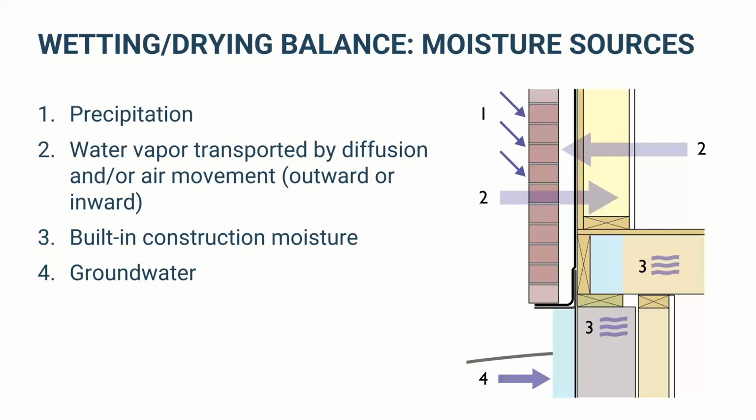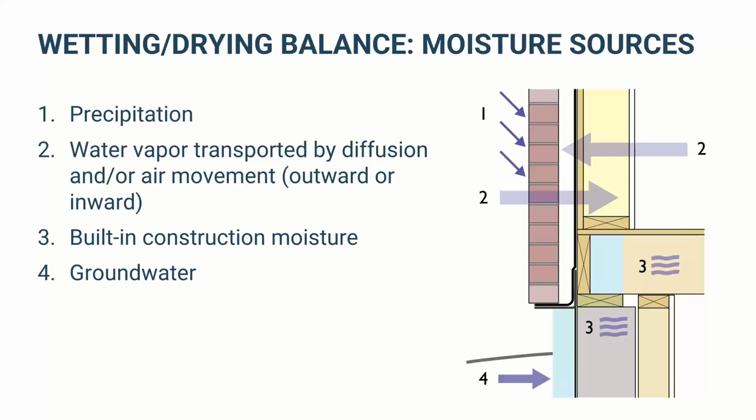So there's a bunch of different moisture sources, right? Number 1, precipitation, so rain and snow hitting the walls. Number 2, this is vapor movement. So this could be transported, depending on climate, either from indoors to outdoors or outdoors to indoors, depending on weather conditions, climate conditions, which way that vapor is going to move.